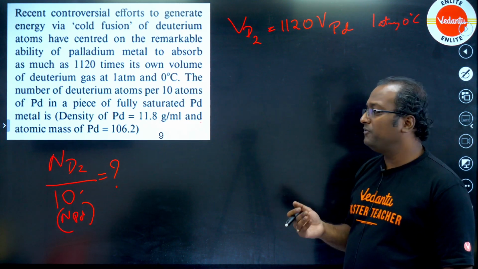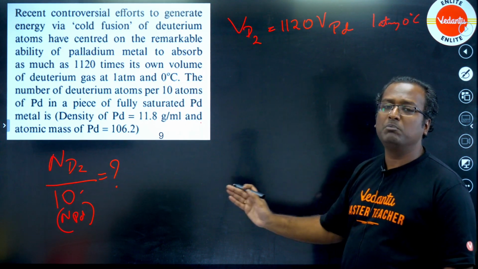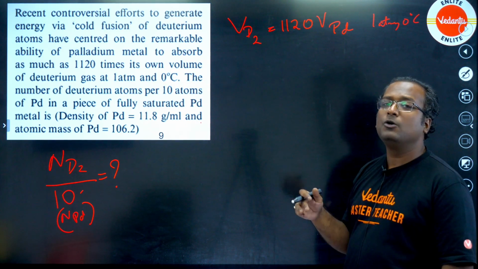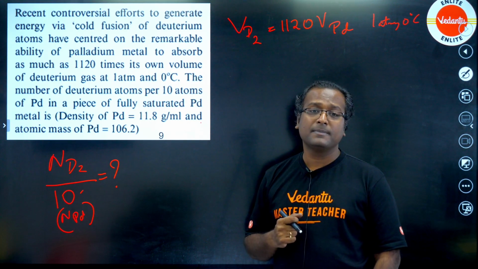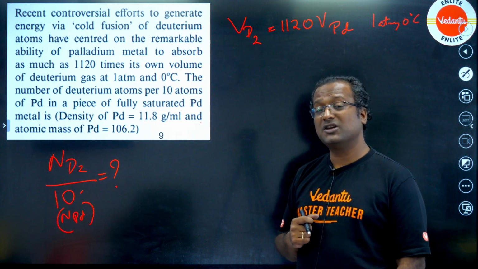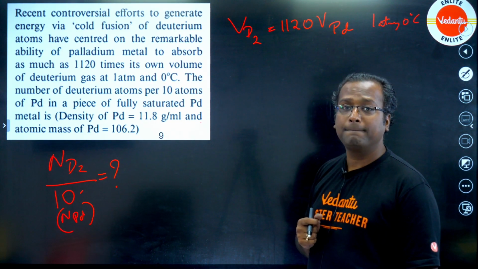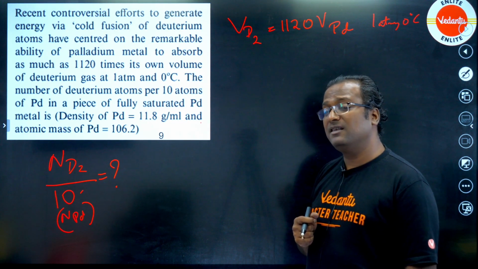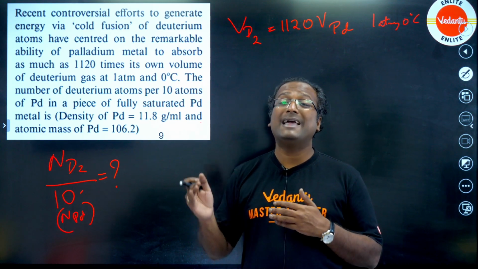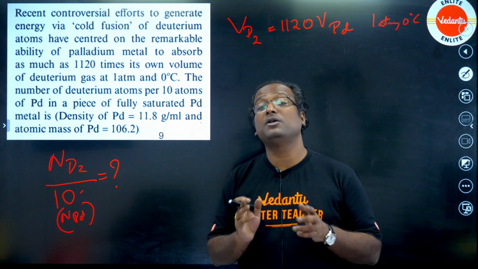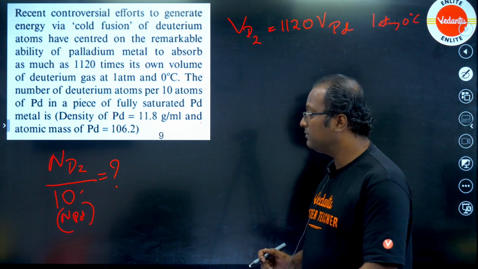Now what to do? We need to convert these volume data into number data. How do we do that? For gases we can use PV equal to nRT. What to do for solids and liquids then? Shall I use PV equal to nRT? Pressure is known, temperature is known. For gases we can use PV equal to nRT, but for solids and liquids we have to go through the density value. We cannot use PV equal to nRT, right? So let's start the question from there.